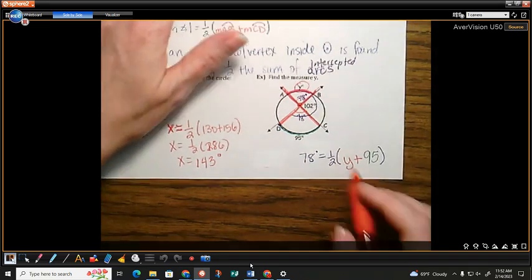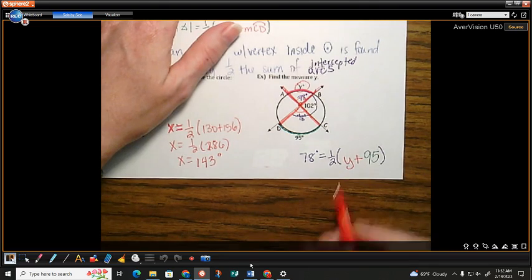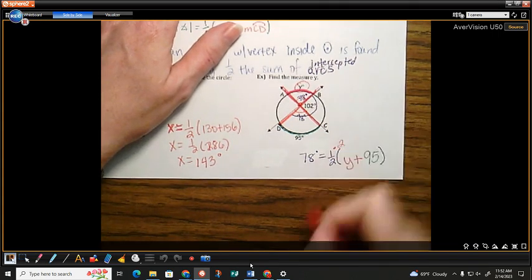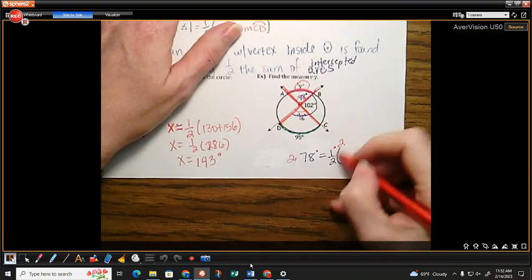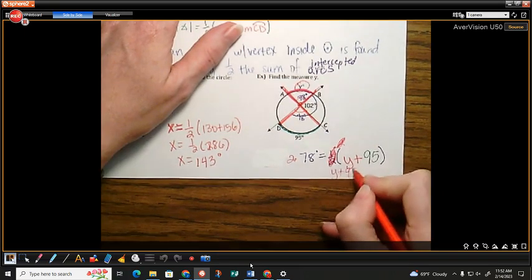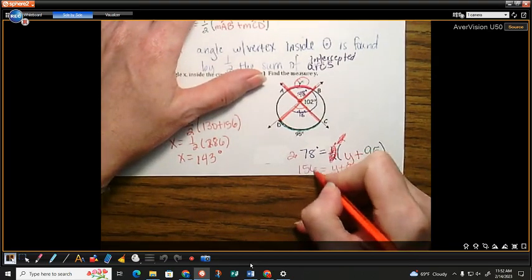Once you have this, how many of you love distributing fractions? Think it's awesome, you always want to do it? Oh, yeah. A couple people do. What if you don't like distributing fractions? How could I get rid of that stupid half? Multiply by its reciprocal, so multiply by 2. But if I do it on the right, do it on the left. And now the 2 and the half will cancel out, and you're just left with y plus 95 over here. And the 78 makes what, 156?